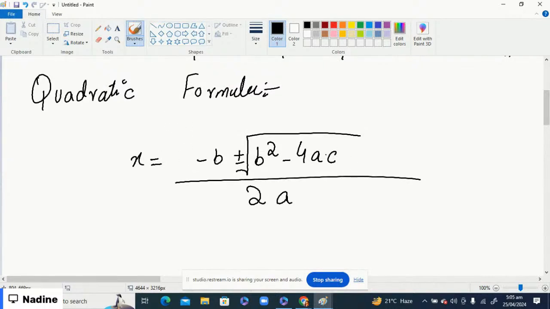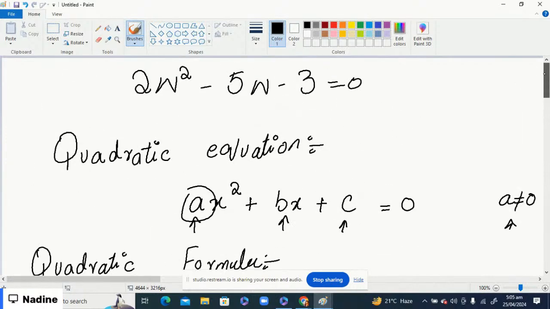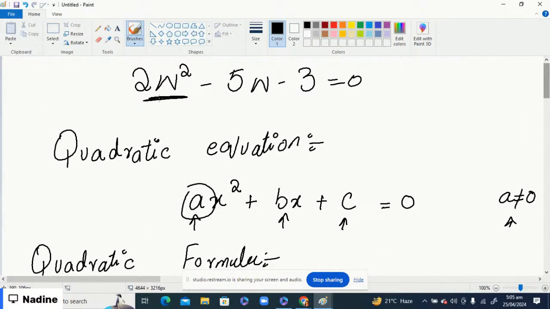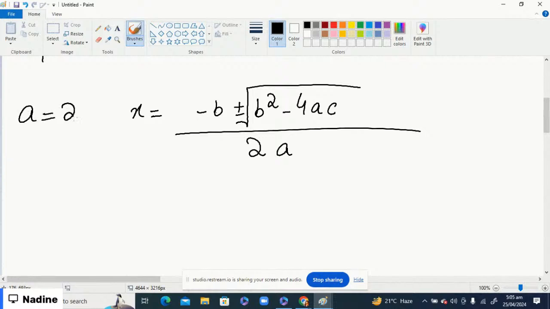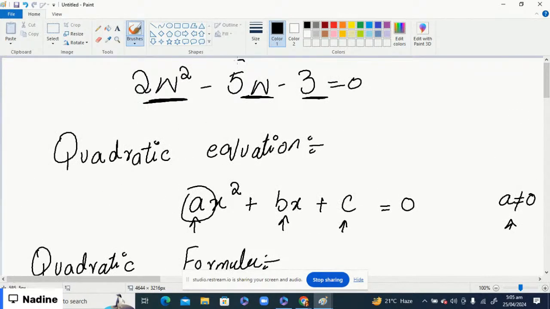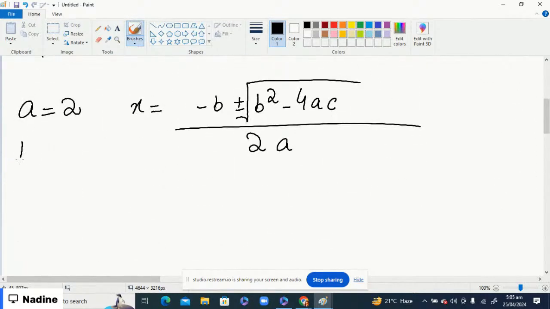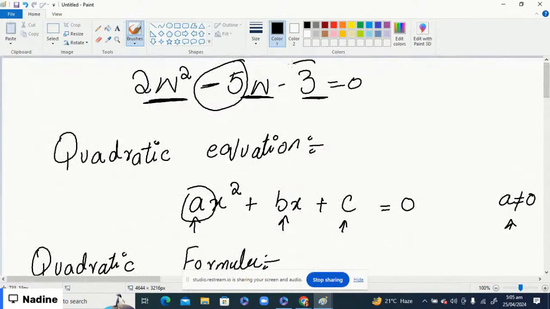Here we are using all our a, b, c. A is always with the x square, b is always with the x, and c is always a constant. Now here is the question: 2w square. This is a square term, a single term, and here is the constant. So what is a here? The a is 2. What is b here? That is negative 5, because you also take the sign with it. And what is c? That is negative 3.